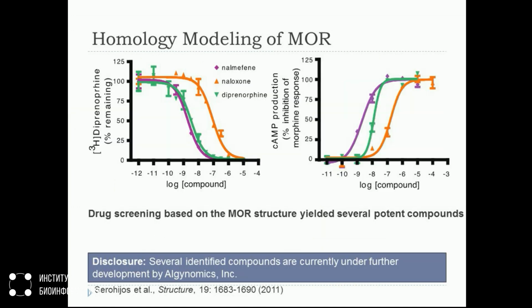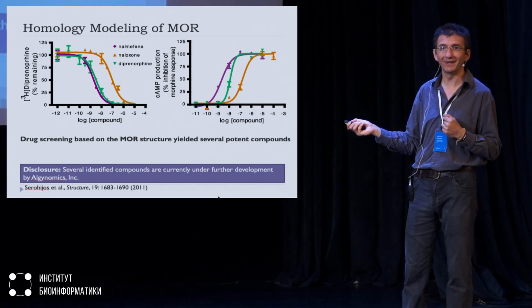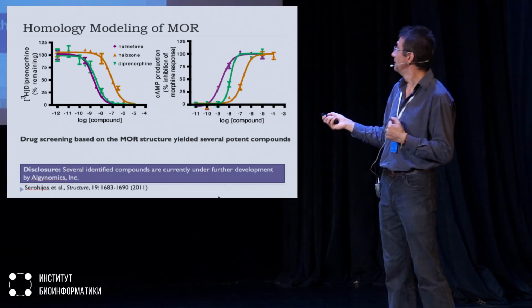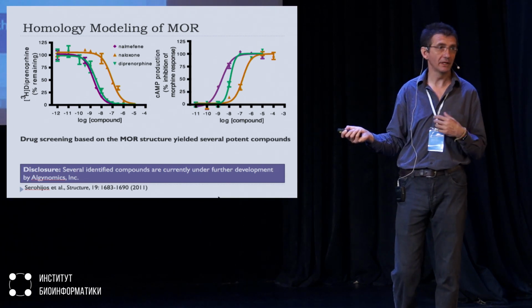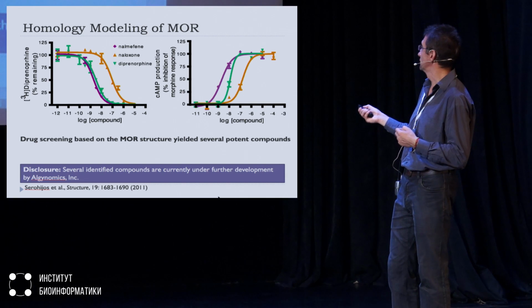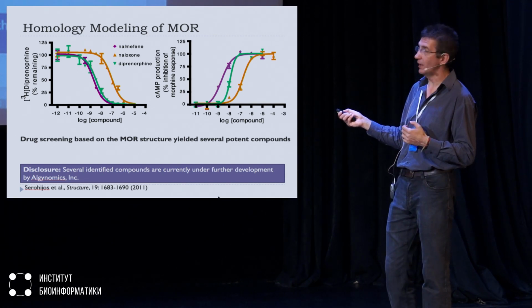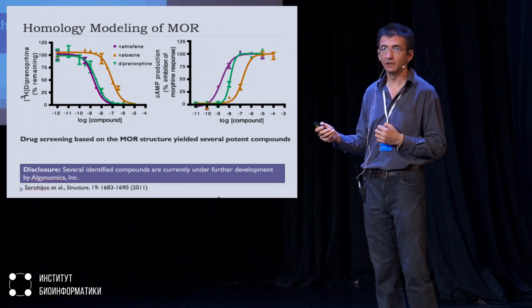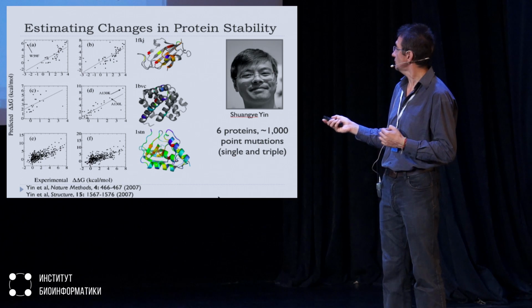And you see, we found quite a few drugs that actually work quite nicely. These drugs were screened through repurposing, as was described in one of the talks yesterday. So we screened a large library of compounds that have been used for something else, and we found a few that actually show efficacy in living cells. Now these compounds are being pursued in a company, and hopefully soon they will hit the market.